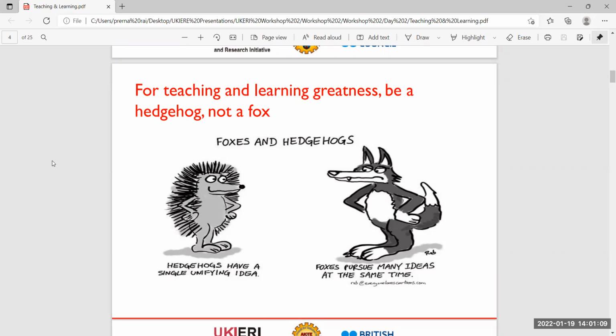That's the concept. So we say that for teaching and learning, if you want to transit from good to great, you should be a hedgehog, not a fox. The meaning is, don't have multiple ideas in your head at the same time. You may not be able to focus. You might go out of your focal point. Whereas the hedgehog is always determined to be defending himself, and he just has one idea.